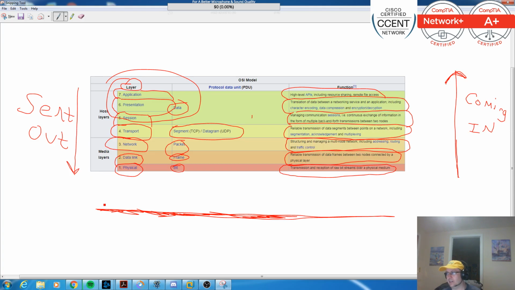So this should be kind of a common concept. I don't know how much easier to explain that, but sending out goes from 7 to 1. Coming in, it goes from 1 to 7. If you're unsure, think about it from a cable perspective. Aspect 1, the physical layer, is the cable. So when you're sending something out, you have to go to the cable.